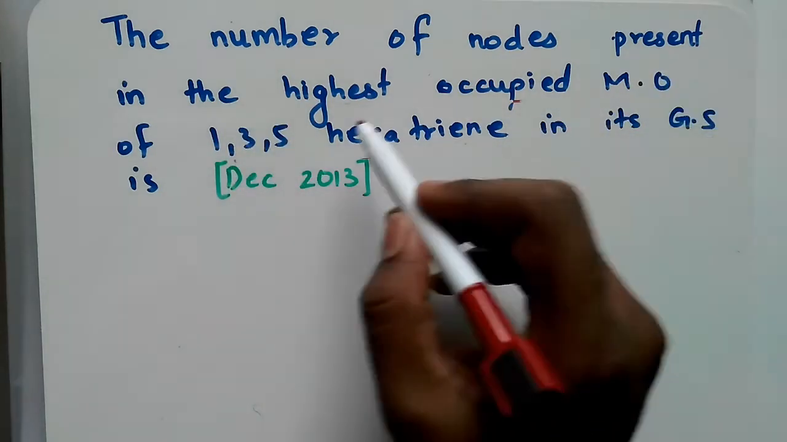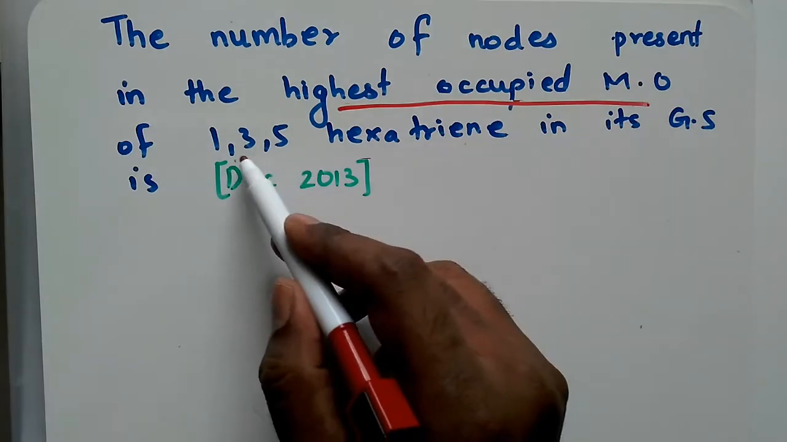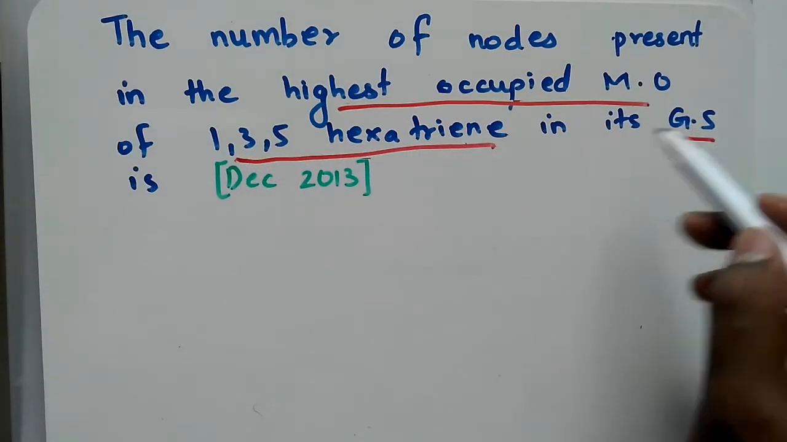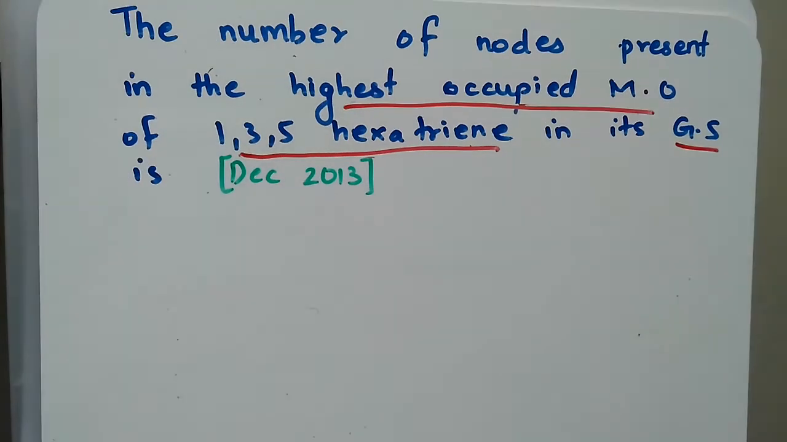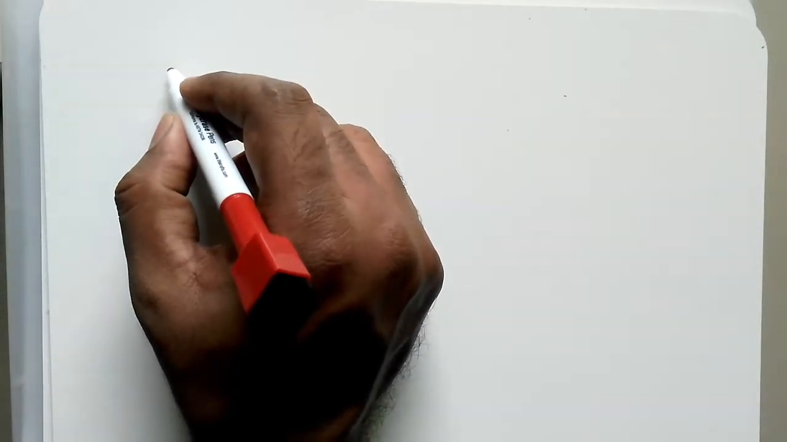The number of nodes present in the highest occupied molecular orbital of 1,3,5-hexatriene in its ground state is. In order to understand this question, we should know the structure of 1,3,5-hexatriene.